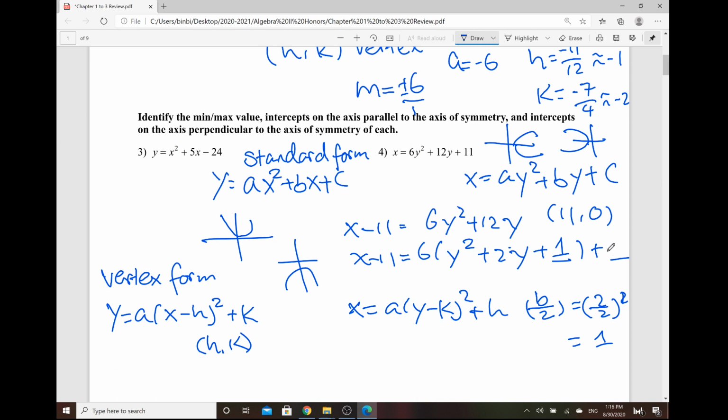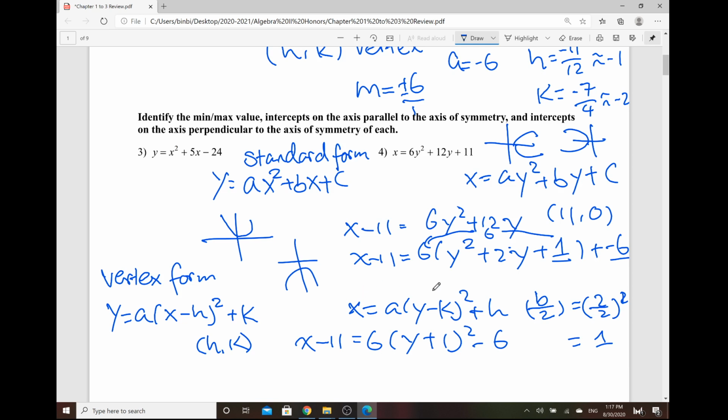And now you might be wondering, what about the number outside? Did we add 1? Now got to be careful with this. The number you're actually adding here, it's not just 1. It's the product of 6 and 1, because we took out 6 already. So in order to balance the equation, we need to subtract 6 outside the parenthesis here. So eventually this one is going to be considered x minus 11. So that equals 6 times the quantity of y plus 1 squared, and then minus 6.